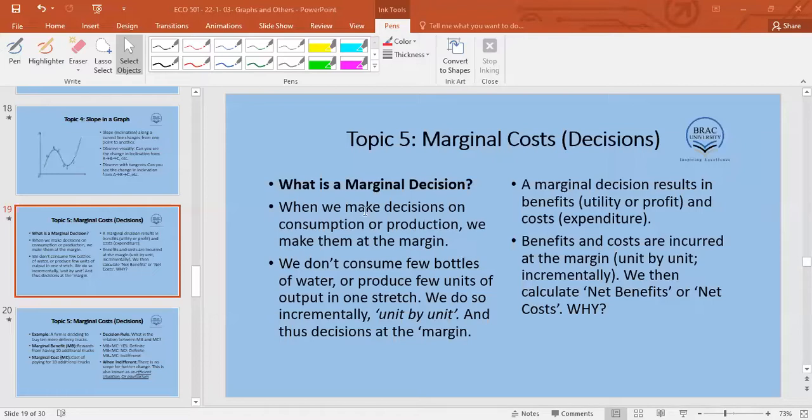Okay, so the marginal decision is, where is it? Here it is. When we make decisions on consumption or production, we make them at the margin. What does that mean? We don't consume a few bottles of water or produce a few units of output in one stretch. We do so incrementally, unit by unit. Therefore, we use the words decisions at the margin.